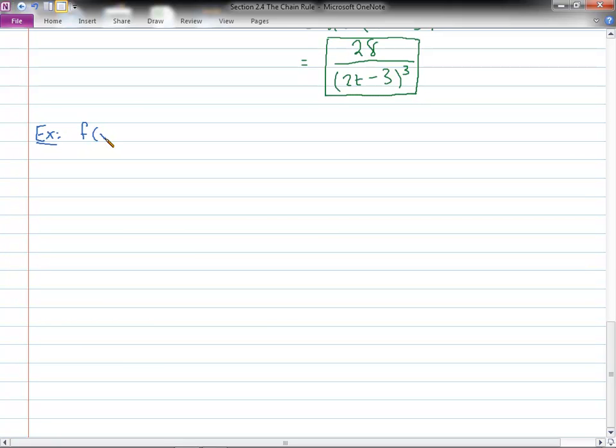F of x is equal to x squared times the square root of 1 minus x squared. Now this one's going to require a combination of rules to answer it. In fact, what's the first rule we're going to have to apply to find the derivative?